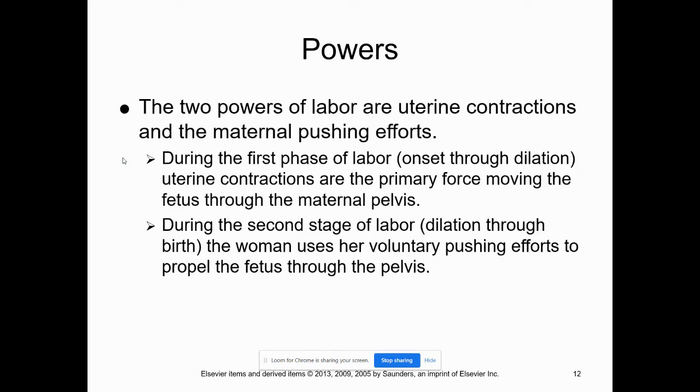So starting with powers, the 2 powers of labor are uterine contractions, which of course are involuntary, and then maternal pushing efforts, which are voluntary. And so during the first phase of labor, from the onset all the way through full dilation, the uterine contractions are the primary force that are going to move that fetus through the maternal pelvis. During the second stage of labor, when we have full dilation, effacement, and we're ready to expel the fetus, this is when the mom has to use her voluntary pushing efforts to propel the baby all the way out.